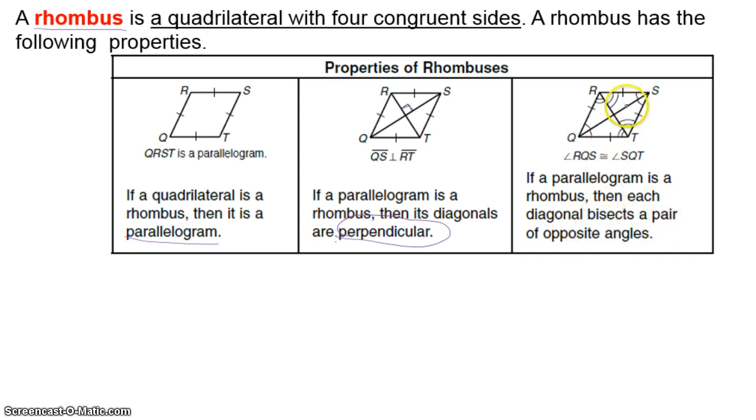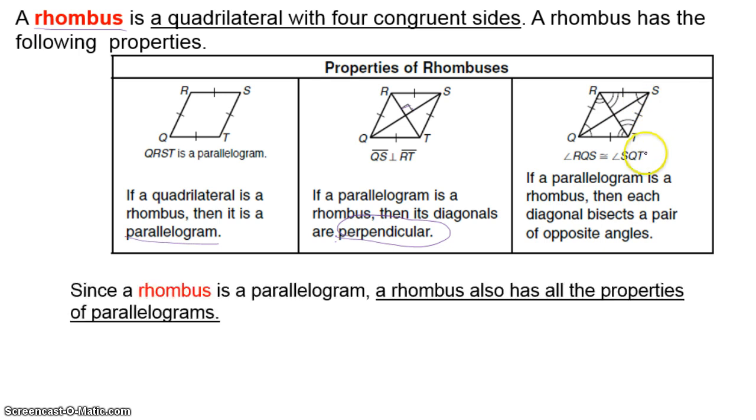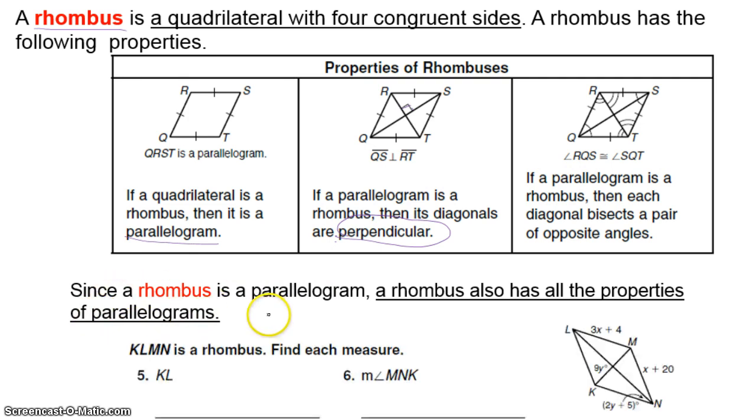opposite angles. So come up here, look at our tick marks, our arc marks. We have that RT bisected these two angles here, and diagonal SQ bisected these angles here as well. Again, don't forget, since your rhombus is a parallelogram, we're going to use all of those parallelogram properties as well. Okay, let's take a look.